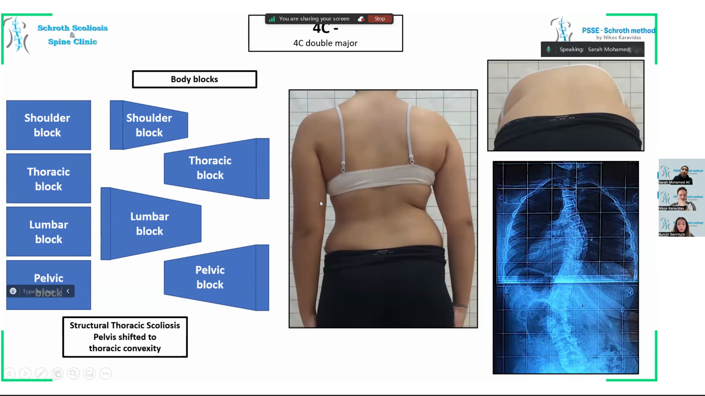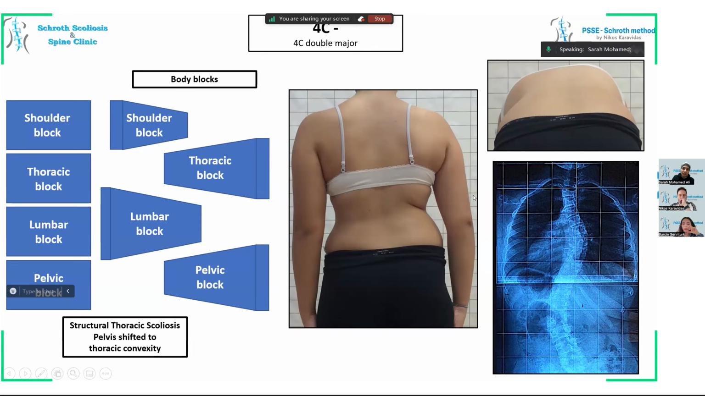The other type is the 4C-, which we can ask ourselves the same questions. Is there a structural thoracic scoliosis? Yes, we have a structural thoracic scoliosis, and the hump is seen here clinically on the patient. The second, where is the pelvis in relation to the trunk? If the pelvis is shifted to the thoracic convexity, it means that this curve type is a 4C.